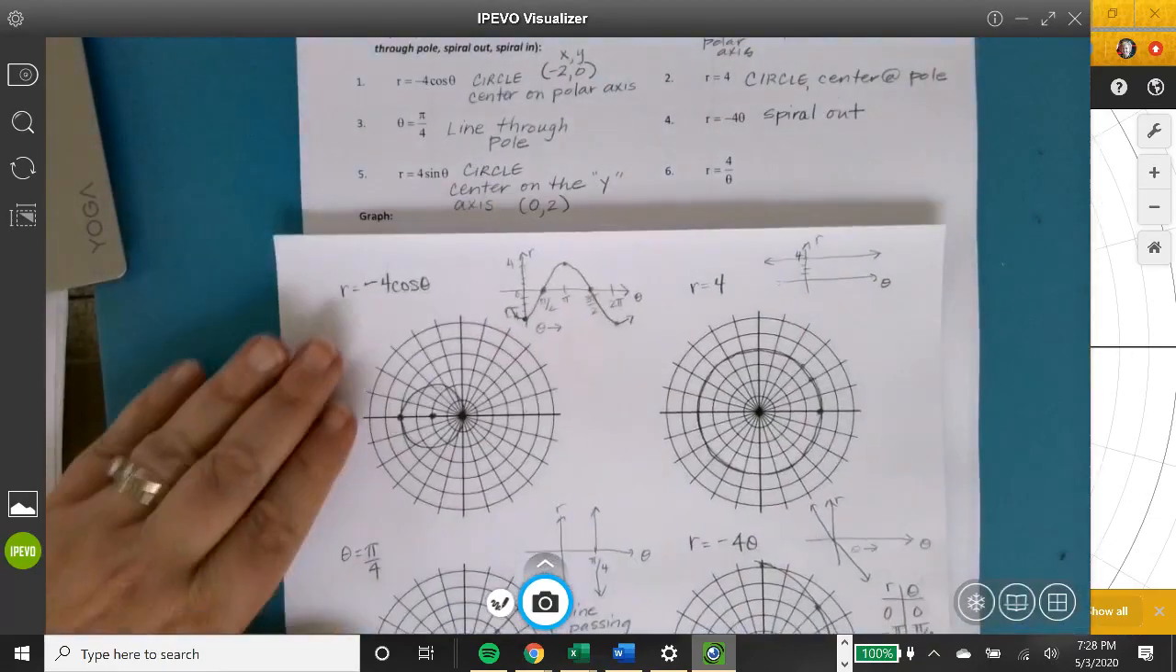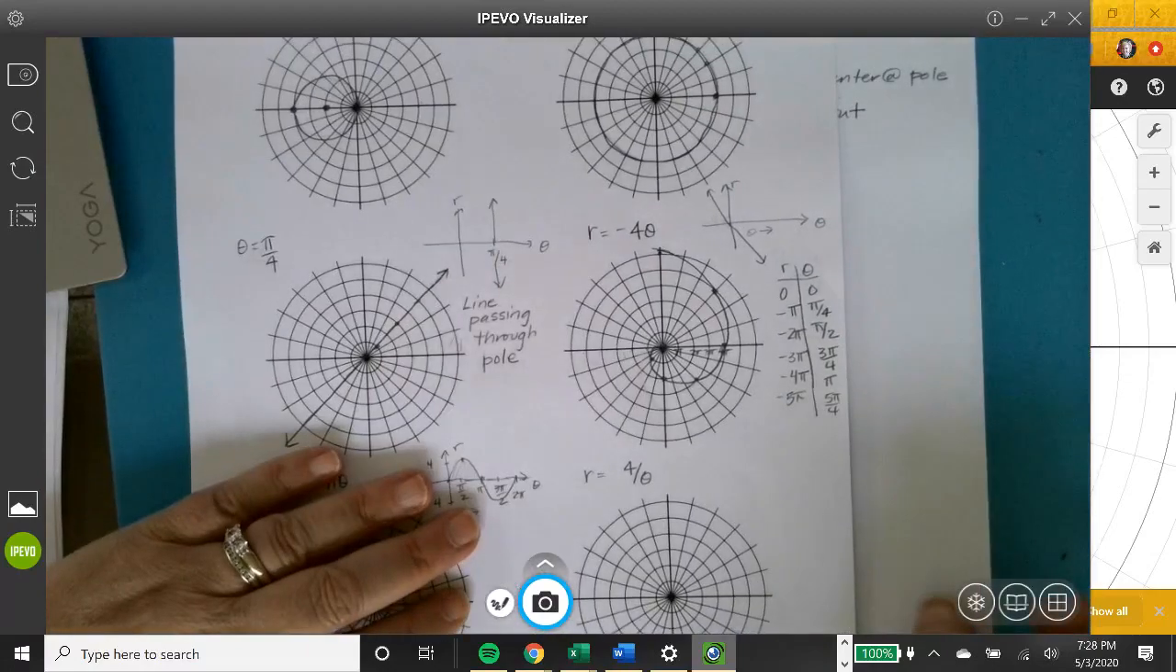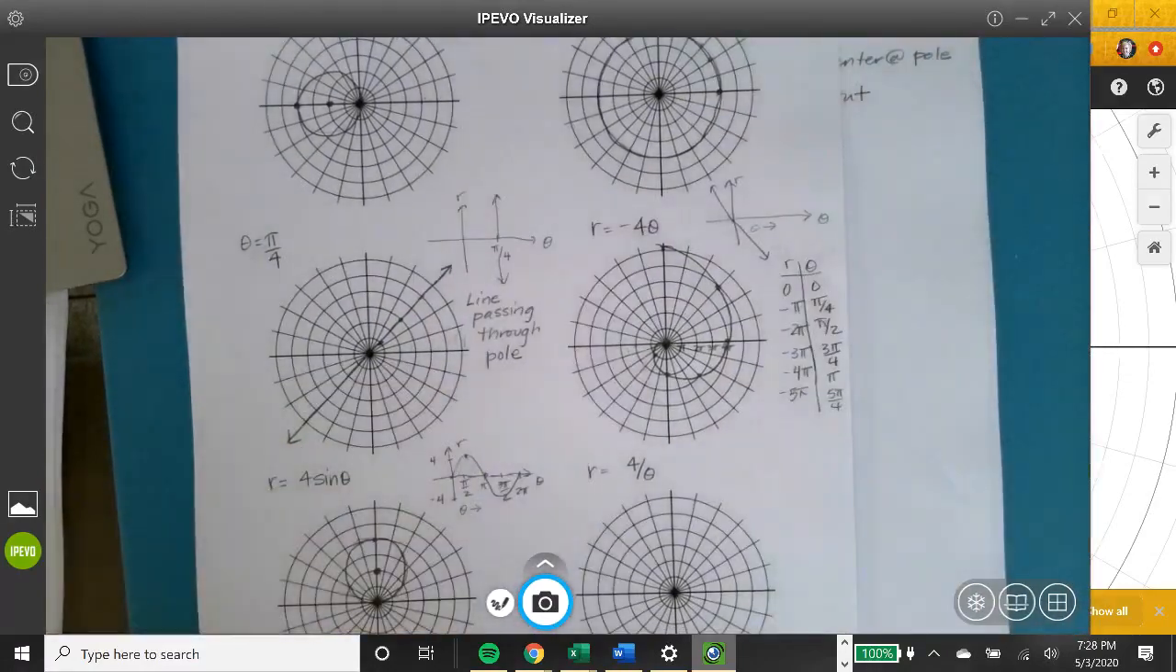But all right, this next one, r equals 4 over theta. Well, this one's a little trickier. I'm not going to lie. It's a little bit trickier.